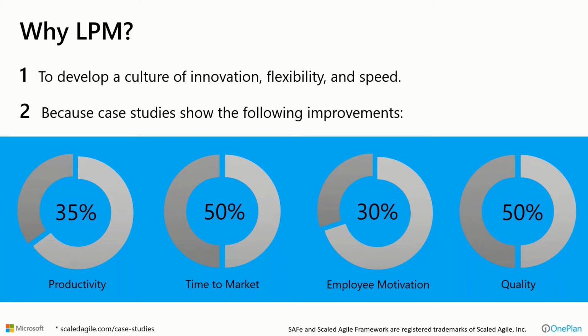If we want to develop a culture of innovation, flexibility, and speed, we have to make some changes to the way we've done things in the past if we want to get better there. The case studies show improvements in the following measurable areas: productivity, time to market, which is critical today, employee motivation and satisfaction, as well as the quality of the things that we deliver. So there are returns on this that show that if we implement some of these and even get started in organizations, we'll see some tangible benefits relatively quickly.